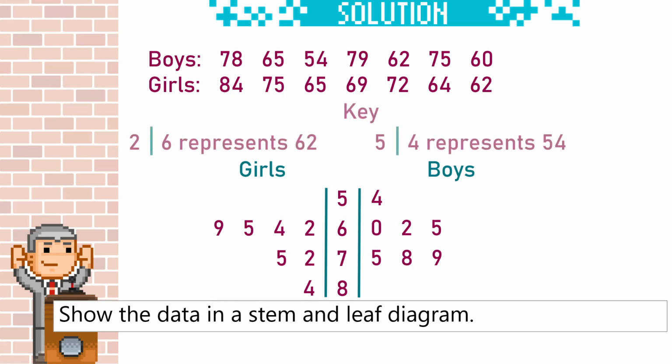We do need 2 keys because the boys' key will be 5 line 4 represents 54, but the girls' key will be 2 line 6, remember units line tens for the girls, represents 62. So just make sure you have a key for each side of your stem and leaf diagram.